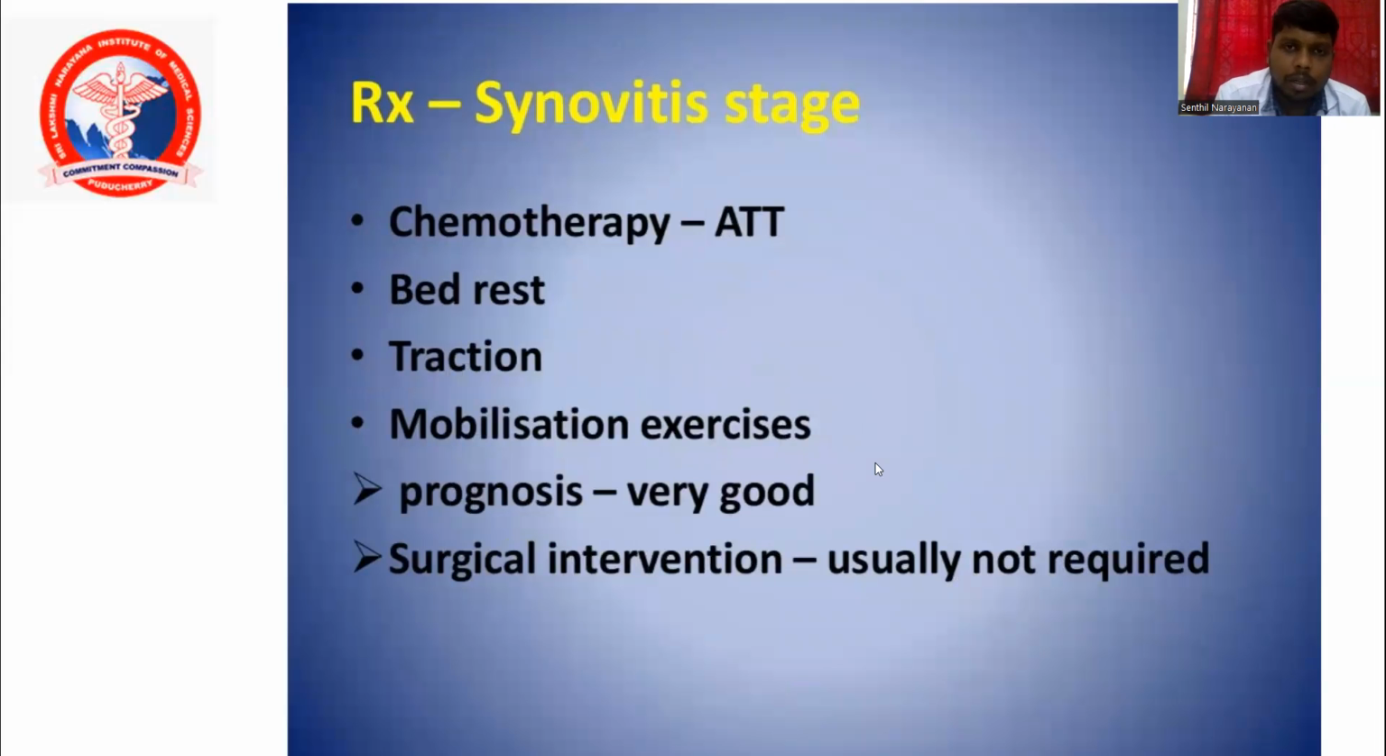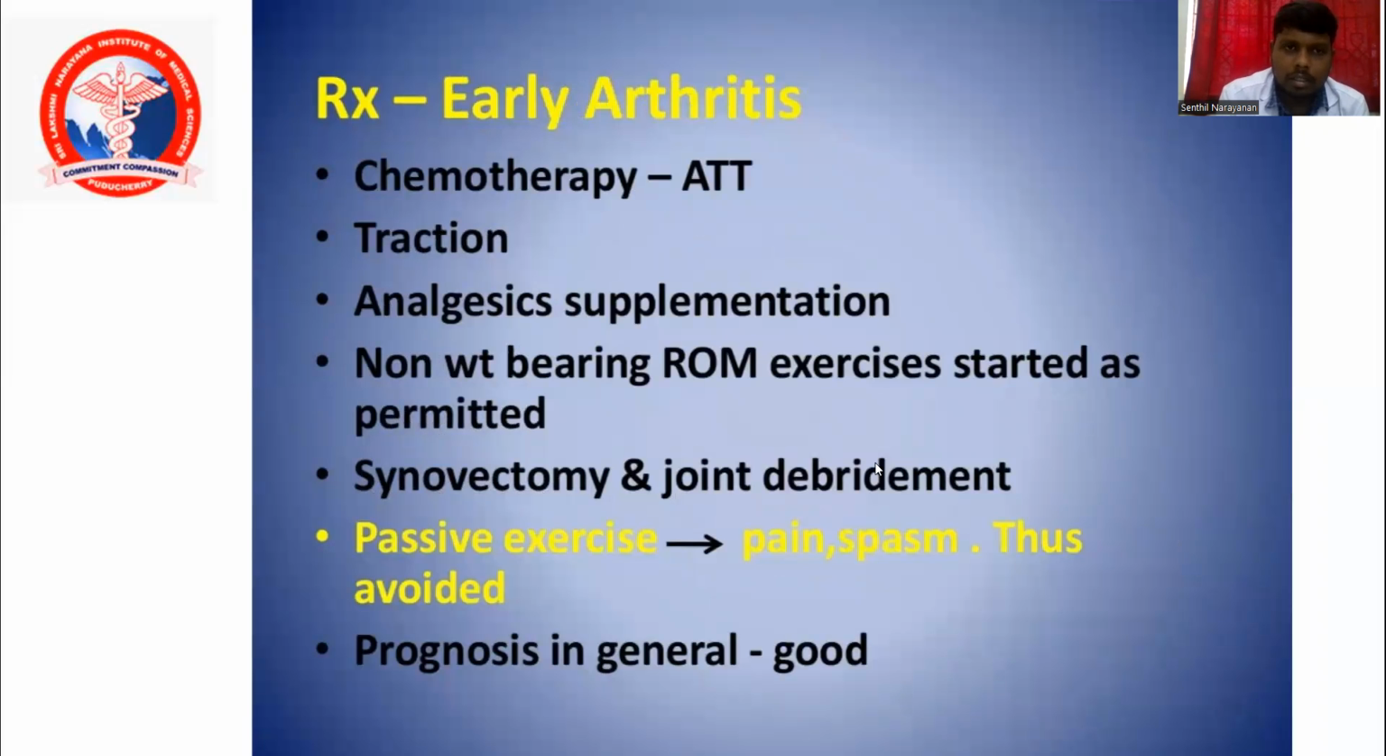So the treatment in the synovitis stage is chemotherapy, ATT, bed rest, traction, mobilization, exercises. Prognosis is very good. Surgical intervention usually is not required. In the early arthritis case: chemotherapy, traction, analgesics, non-weight bearing, ROM exercises as permitted, synovectomy and joint debridement. Passive exercise is avoided because it causes pain and spasm. Prognosis in general is good.